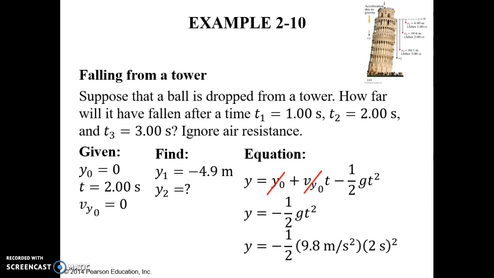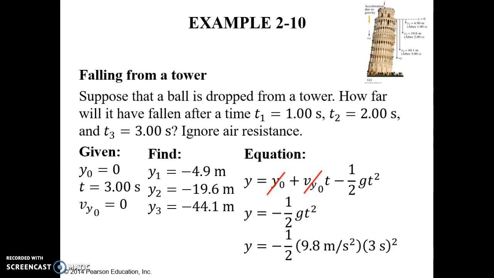The negative sign is just relative. It means below our reference point at the top of the tower, as seen in the picture in the upper right-hand corner. Now use the same equation to solve how far it will drop after 2 seconds. We get negative 19.6 meters. And now after 3 seconds, we get negative 44.1 meters.